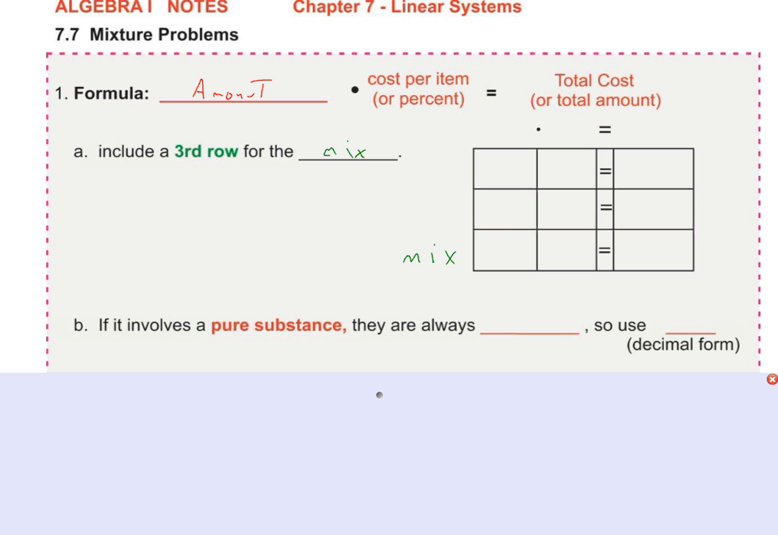All right, a couple of situations. Take your red and circle the word if. If. Is every problem going to involve a pure substance? No. But if it does, you got to know what to use. All right. A pure substance is, for example, let's see, nationalities.